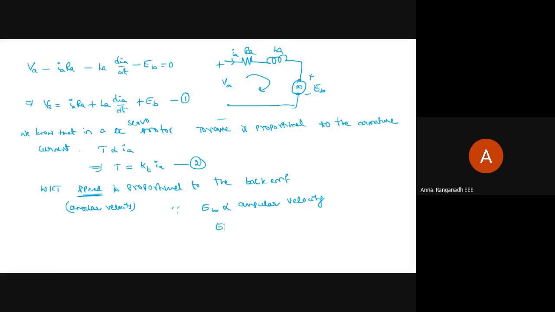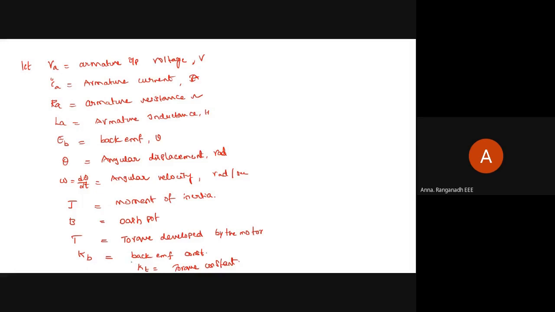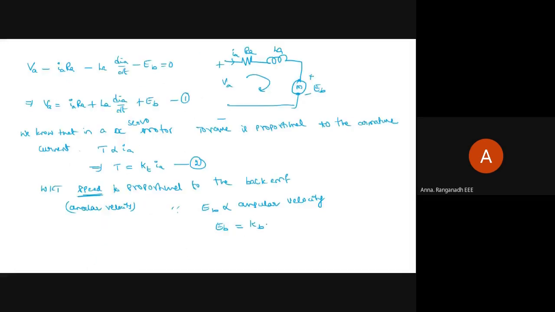If you remove the proportionality, EB equals KB, the back EMF constant, into angular velocity, which can be written as d theta by dt. Or you can write EB equals KB into omega. This is equation number 3. You can write either expression; both are the same, one in terms of angular velocity and the other in terms of angular displacement.